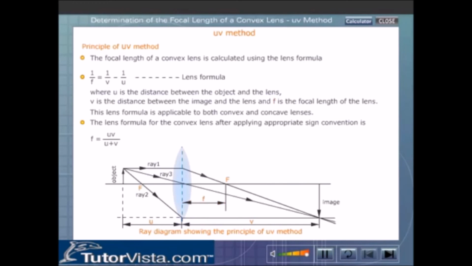This lens formula is applicable to both convex and concave lenses. The lens formula for the convex lens, after applying appropriate sign convention, is f = uv/(u + v).